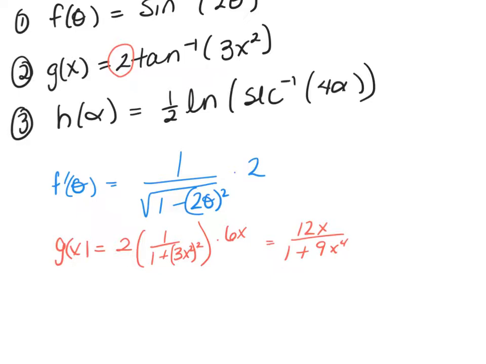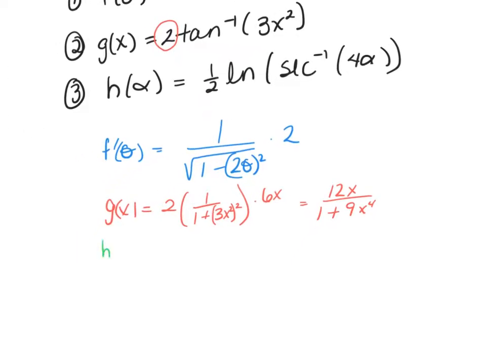My last one, which is h of x, so h of x prime, and that should be g prime. H of x prime is going to be 1/2 is still just the multiplier. And then I'm going to do the natural log derivative. This is the chain rule within the chain rule. So the derivative of the natural log of something is 1 over the secant inverse of 4 alpha. That should be alpha here. And then I'm going to do the derivative of the secant inverse of 4 alpha.